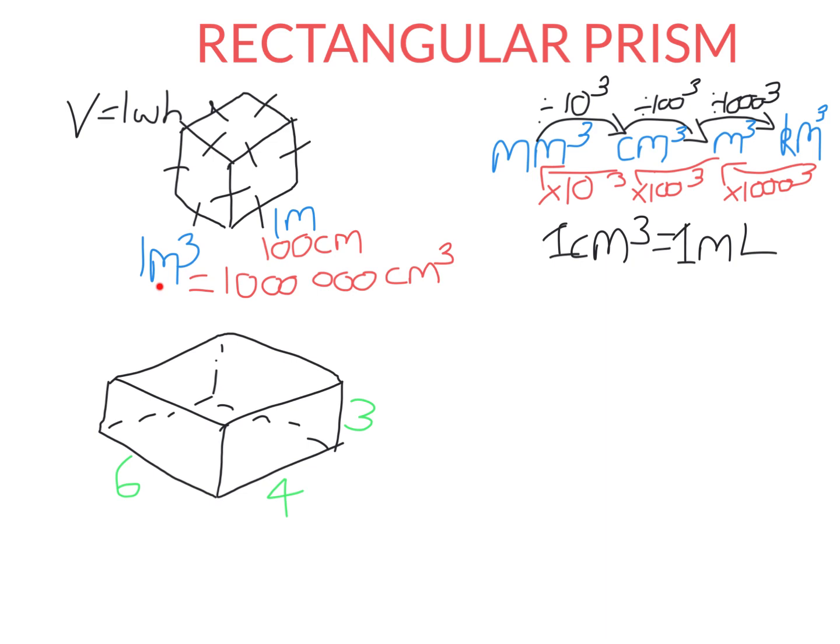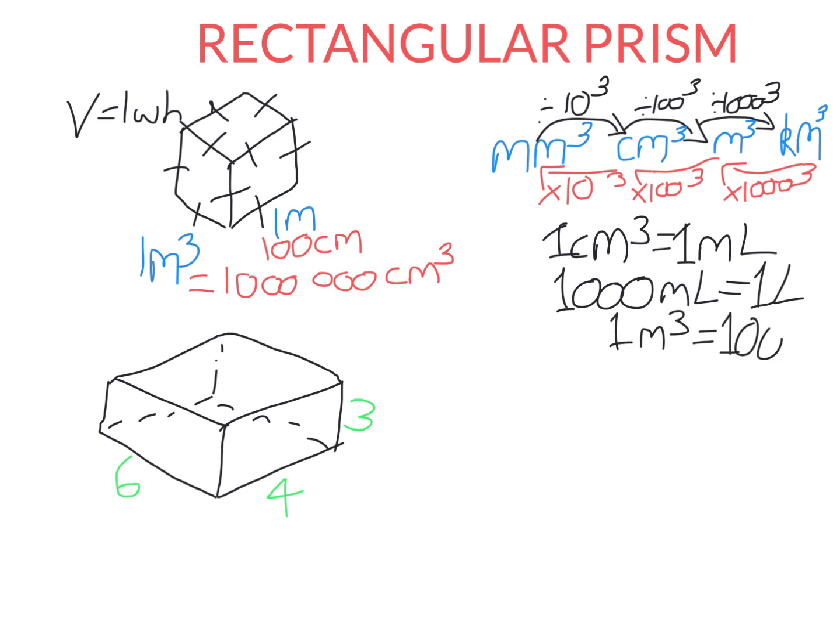So 1 meter cubed is 1 million centimeters cubed. That means it's 1 million milliliters. So to go from milliliters to liters, remembering there are 1,000 milliliters in a liter, all I need to do to convert this to liters is divide by 1,000. So it turns out 1 meter cubed is 1,000 liters.